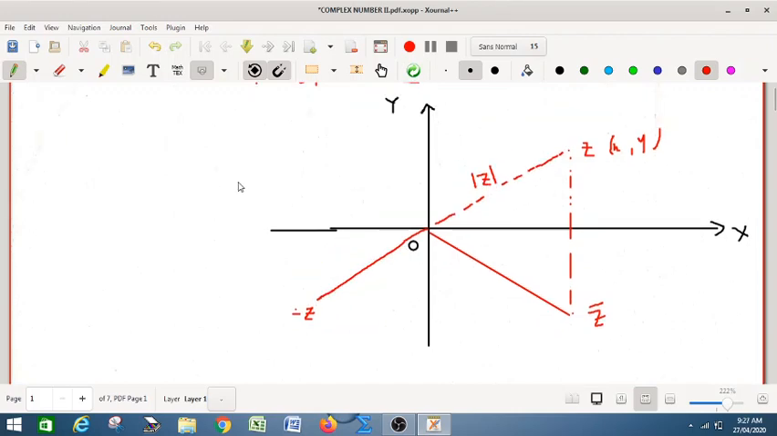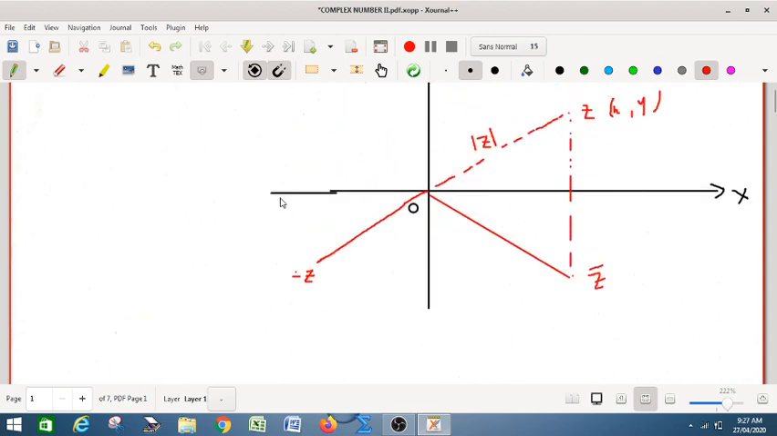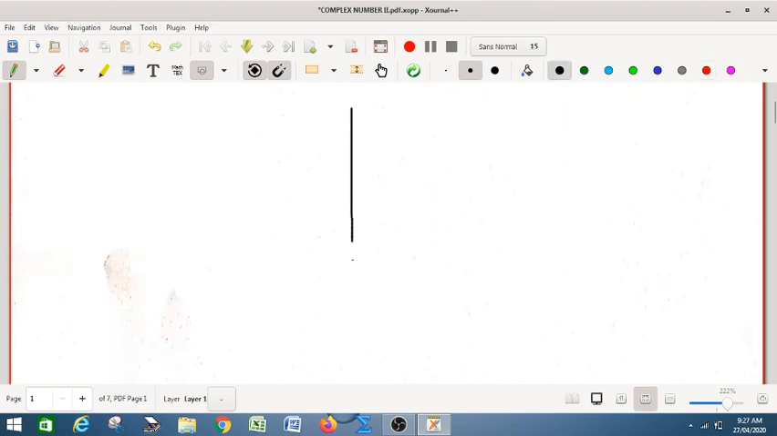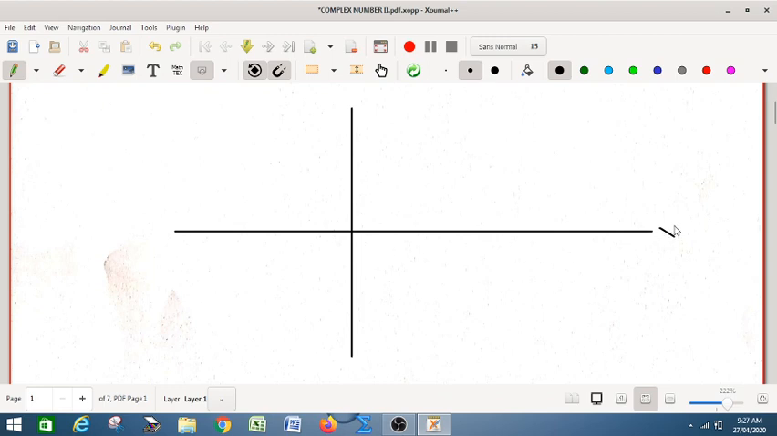So now we will describe the addition of two complex numbers. In the same diagram, let us draw another complex plane. This is your complex plane, this is your real axis, this is again your imaginary axis. Now we will show the addition and subtraction geometrically. Suppose this is your z1, and this is another complex number z2. Let us complete the parallelogram with z1, z2 as the sides.